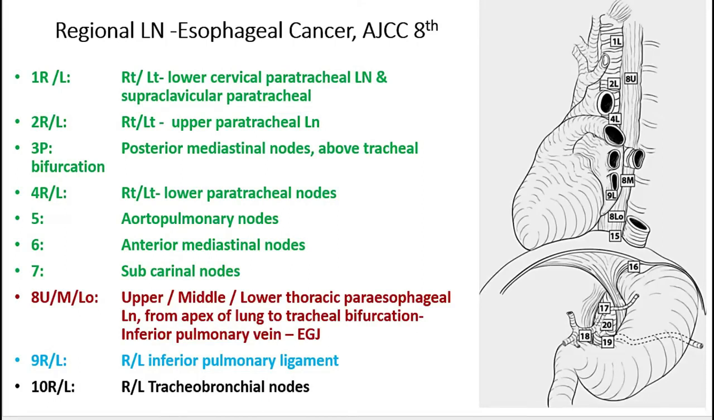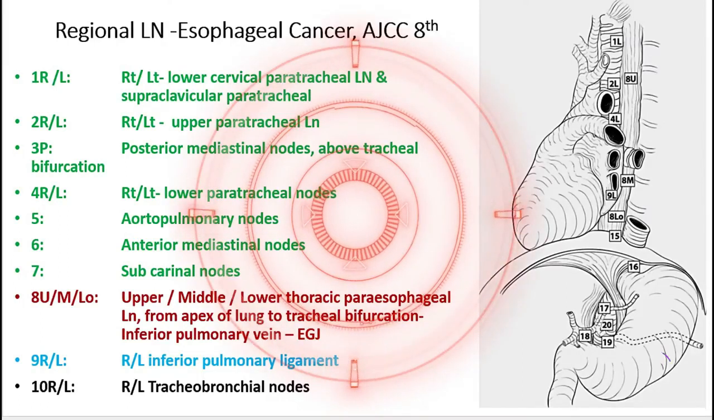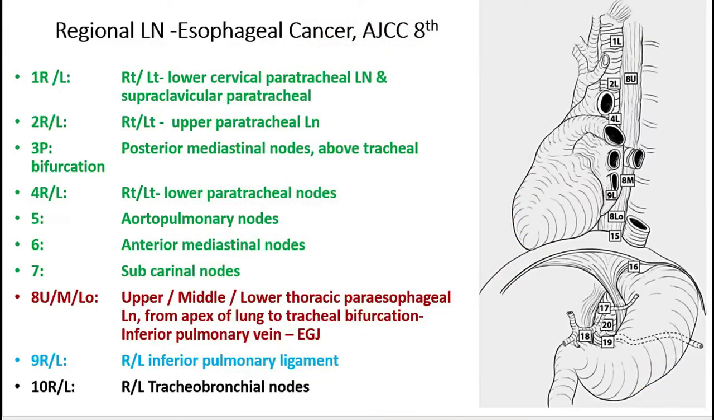So in the AJCC 8th edition, the regional lymph nodes are defined from 1 to 20, where R is for the right side and L is for the left, and one has to memorize these numbers. So 1 is right and left lower cervical paratracheal and supraclavicular lymph nodes, 2 is upper paratracheal lymph nodes, right and left. 3P is posterior mediastinal nodes above the tracheal bifurcation. 4 is lower paratracheal nodes, right and left. 5 is aortopulmonary nodes. 6 is anterior mediastinal nodes. And 7 is subcarinal nodes.